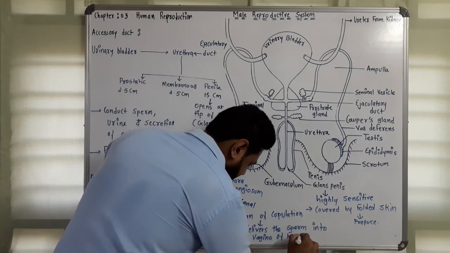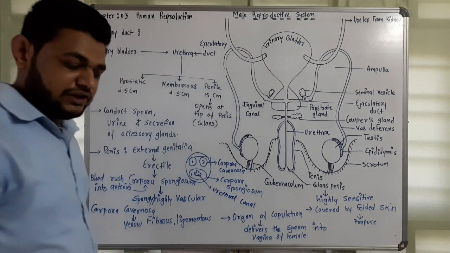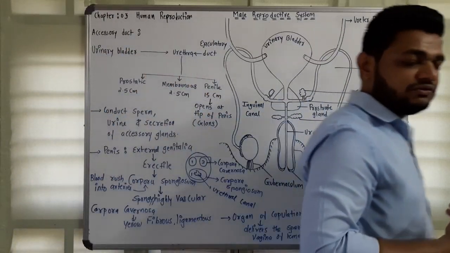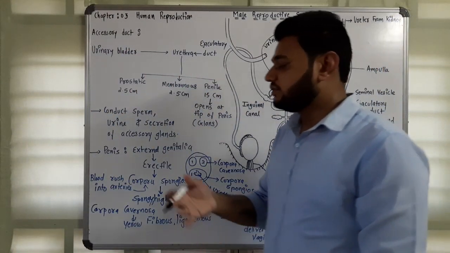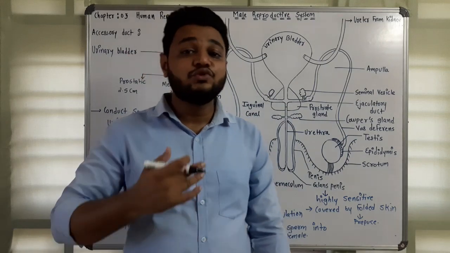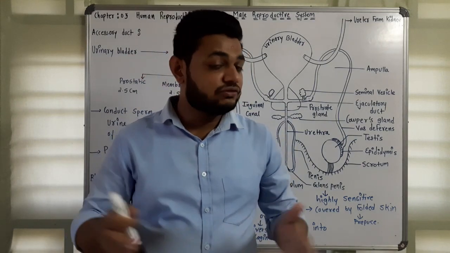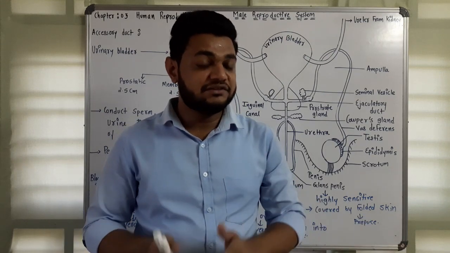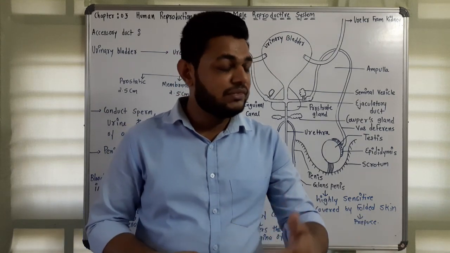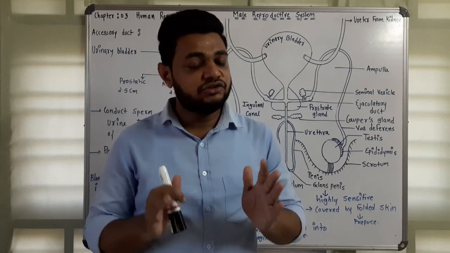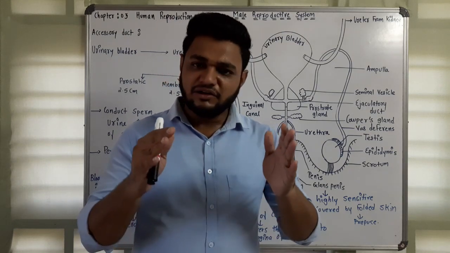Okay. Next, it also helps to pass out the urine, because urine also moves through the same duct. So in case of male, you can say urinogenital duct, right? But in case of female, it is totally different. So remember this. You can use this term in male, urinogenital duct. So this was all about the organs.